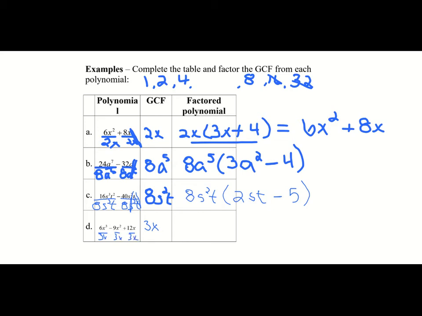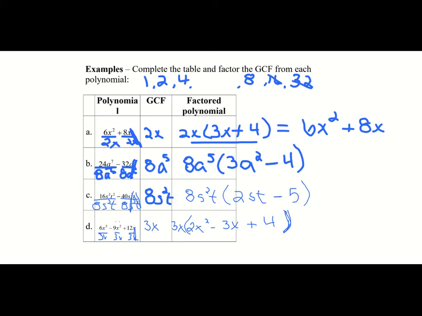And 6x cubed divided by 3x. 3 goes into 6 2 times, so it will be 2. x cubed divided by x is x squared. Again, don't throw away your GCF. I'm going to put it on the outside. Minus 3 goes into 9 3 times. x squared divided by x is x. And then keep my plus sign. 3 goes into 12 4 times. And again, those last variables will equal a 1, so we don't have to write it. So 3x times 2x squared minus 3x plus 4.